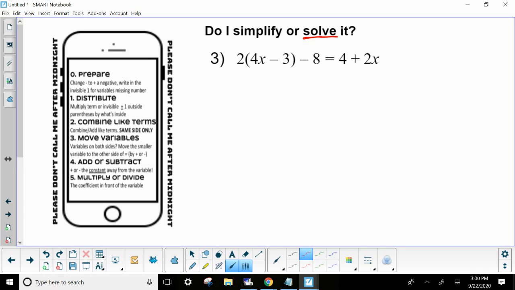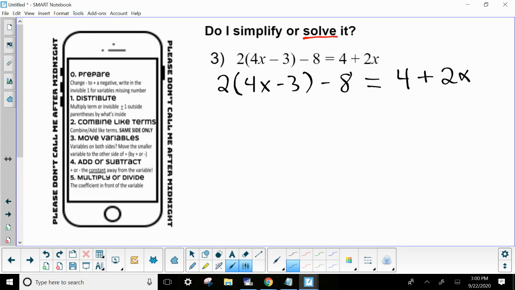As you'll see on the screen, we have Please Don't Call Me After Midnight, where we have our rules to prepare, distribute, combine like terms, move variables, add or subtract, then multiply or divide. So we're going to go through that now as we navigate this problem. The first thing I'm going to do is rewrite this. So we have 2, 4x minus 3, minus 8 is equal to 4 plus 2x.